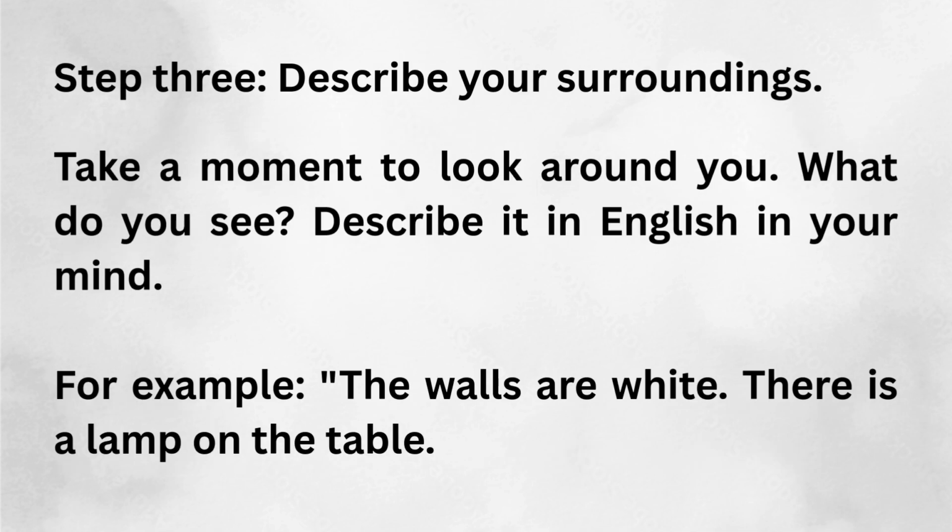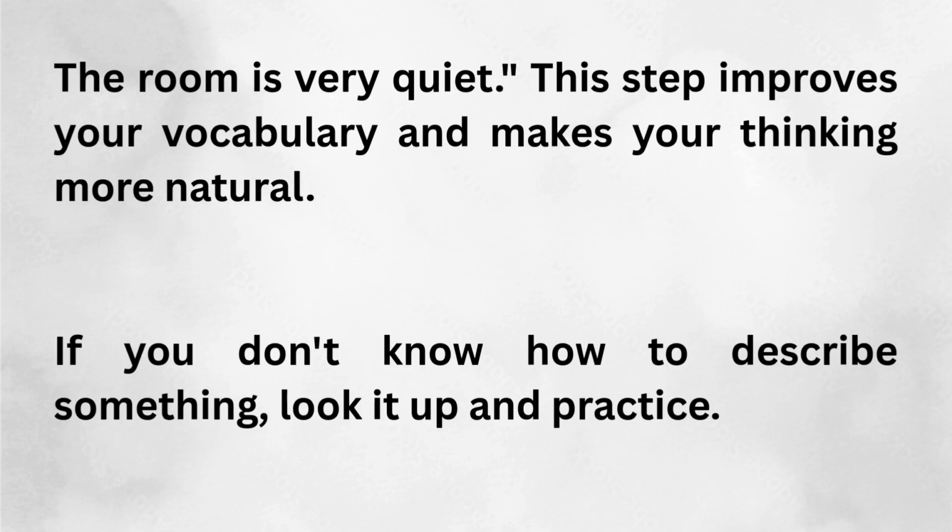Step 3. Describe your surroundings. Take a moment to look around you. What do you see? Describe it in English in your mind. For example, "The walls are white." "There is a lamp on the table." "The room is very quiet." This step improves your vocabulary and makes your thinking more natural. If you don't know how to describe something, look it up and practice.